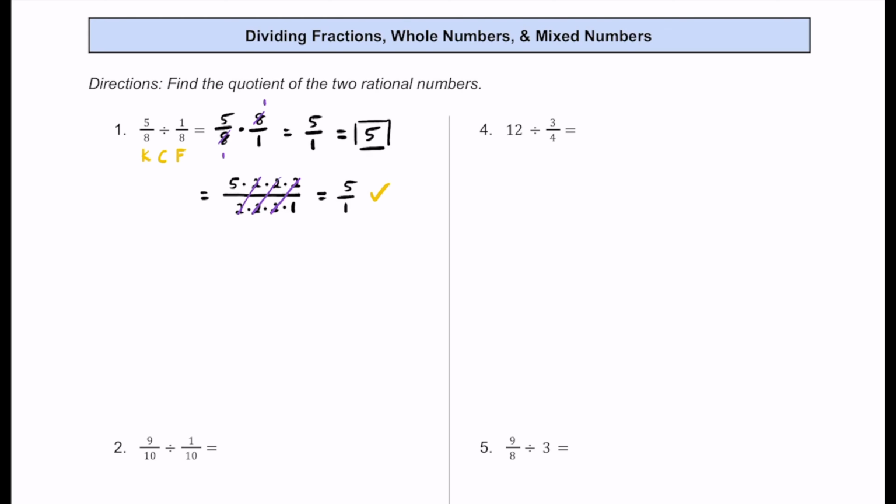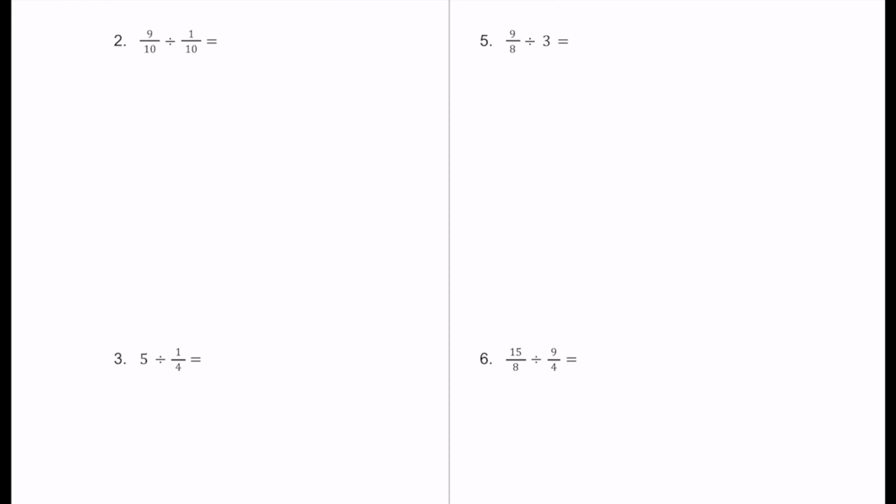For number 2, let's check this one out. We have 9/10 divided by 1/10. So we're trying to see how many 1/10 can fit inside of 9/10. We're going to keep this one the same, change the division, and flip this upside down. So we're basically going to multiply by the reciprocal.